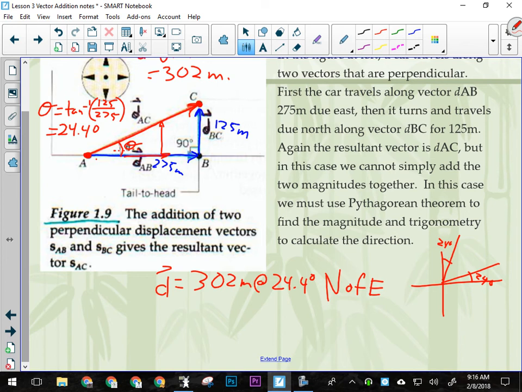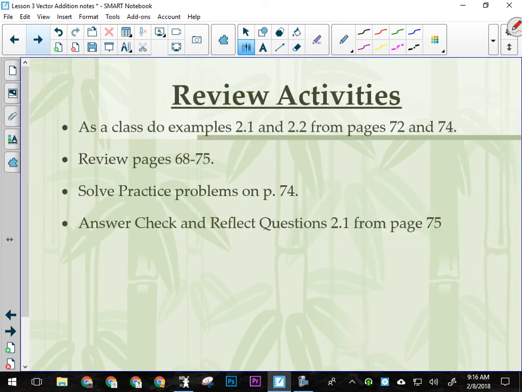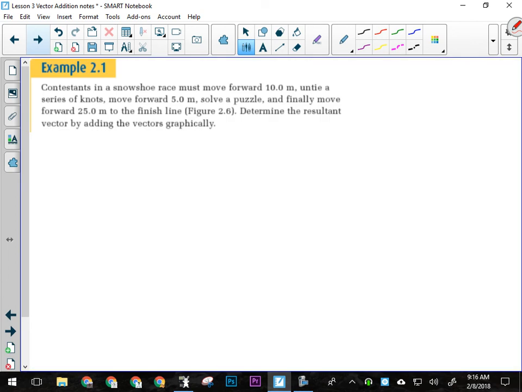Questions on how the perpendicular one works? This should be relatively straightforward, right? We've done right angle triangles for years in math. So this is the math of what we just did. We're going to do a couple of examples here just to make sure we know what we're doing. Write this one down, give it a try. It's pretty easy, it's just collinear stuff.